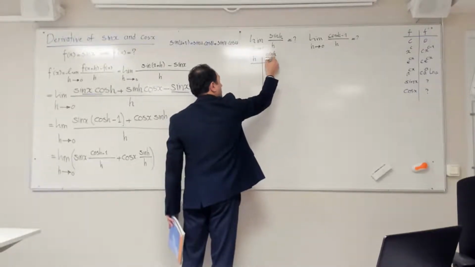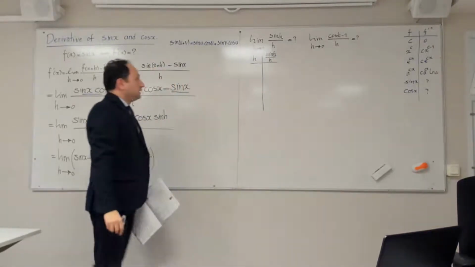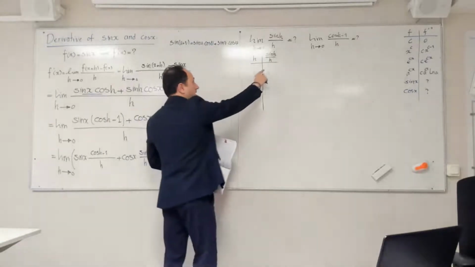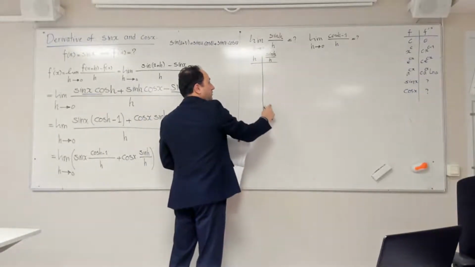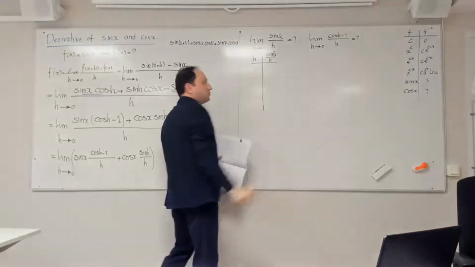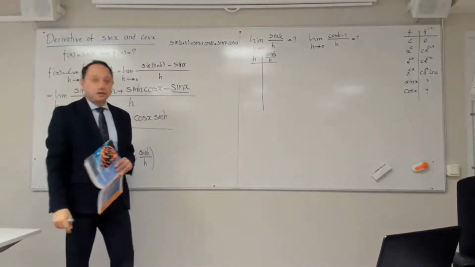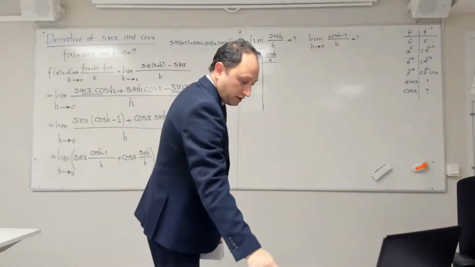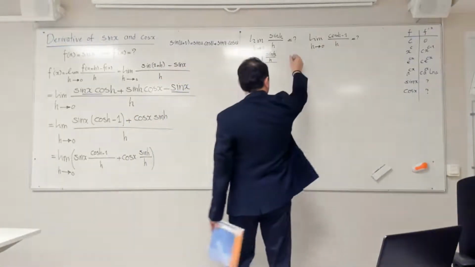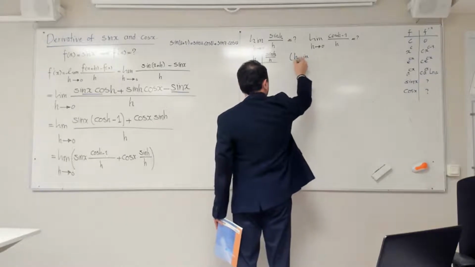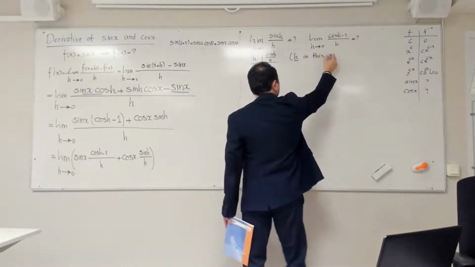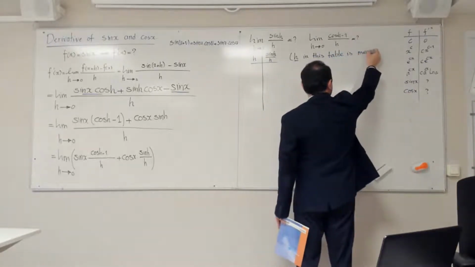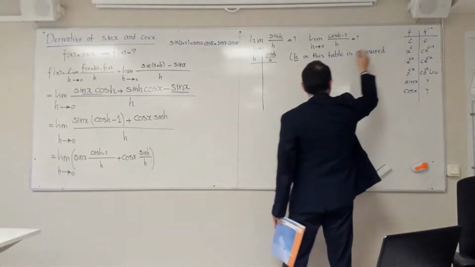But something is very, very important here. The table that I write here for you is only valid if h is measured in radians. Okay, so let me emphasize this with a different color. h in this table is measured in radians.